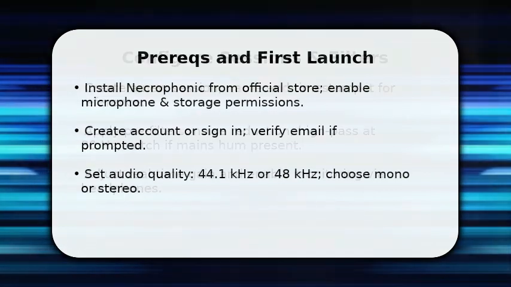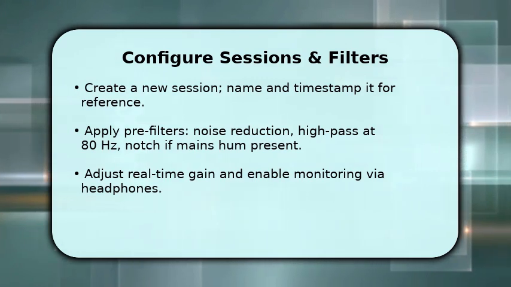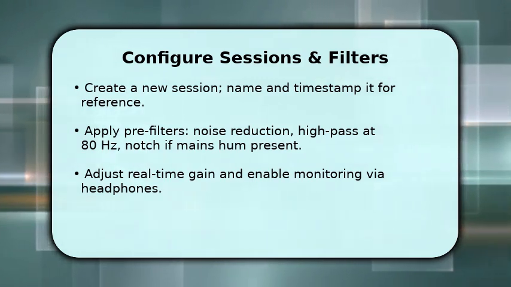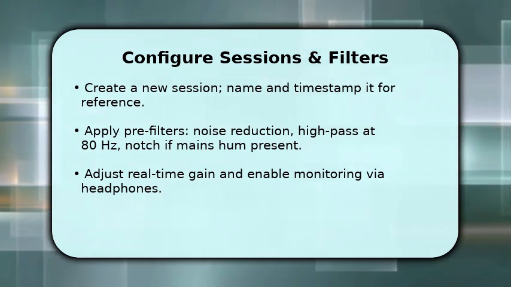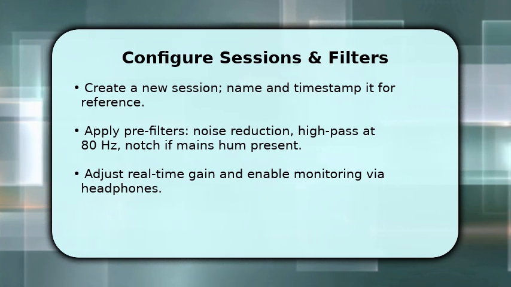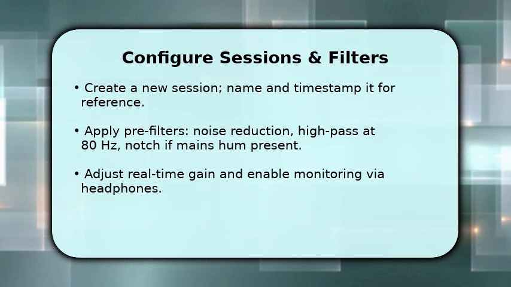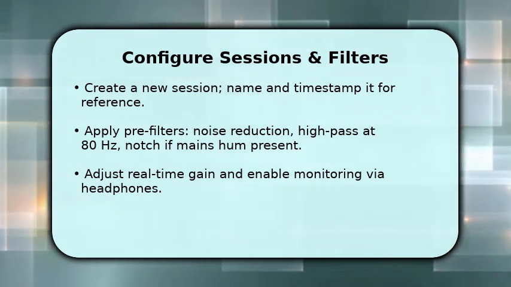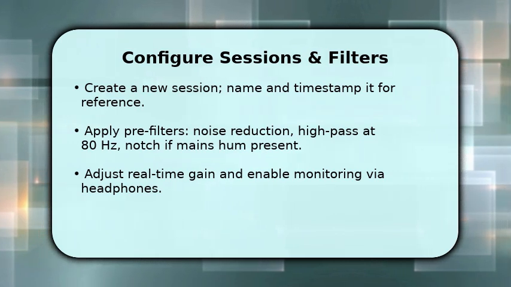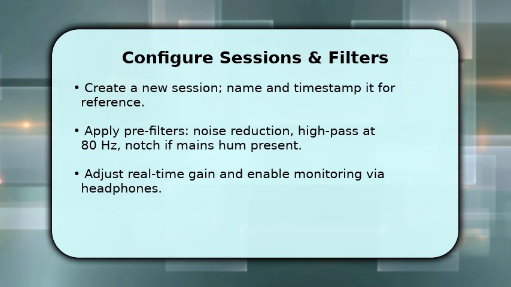Now you configure sessions and signal path. Create a session, name it, and add a timestamp so retrieval is fast later. Next, apply pre-filters. Enable noise reduction, set a high pass at 80 Hz to remove rumble, and add a notch filter if you detect 50/60 Hz mains hum. Once done, adjust real-time gain so peaks stay well below clipping, and enable headphone monitoring to confirm what the app records. These steps control audio fidelity and reduce editing time.